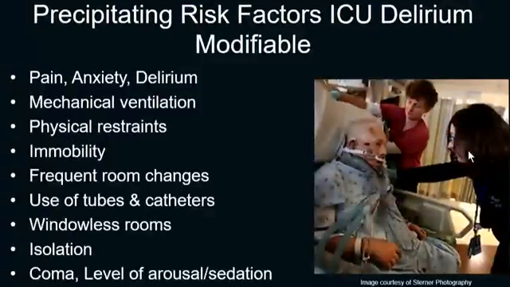I like to focus on those risk factors that are potentially modifiable. What we know in the literature is that there are a number of things that put people at higher risk for developing delirium during their ICU stay, and some of them involve symptoms. Symptoms such as pain, anxiety, and the way that we treat them. Patients on mechanical ventilation have a much higher rate of becoming delirious during their ICU stay.